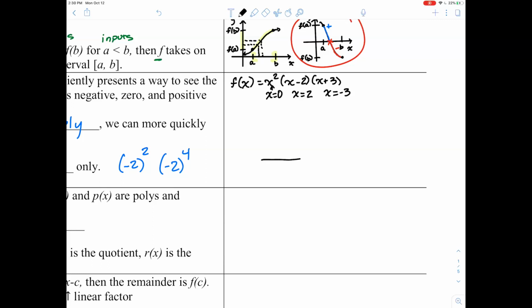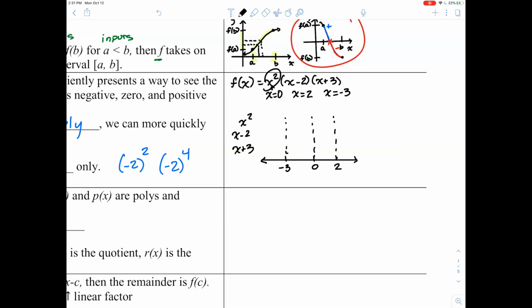So if I were creating a sine diagram, what I do is I create my x-axis and I plot my 3 zeros. In this case, there are 3. So -3, 0, and 2. And then what I do is I take my factored forms, x squared, x minus 2, and x plus 3. Those are my factors, the things I'm multiplying together. And all I do is I create an input and output.